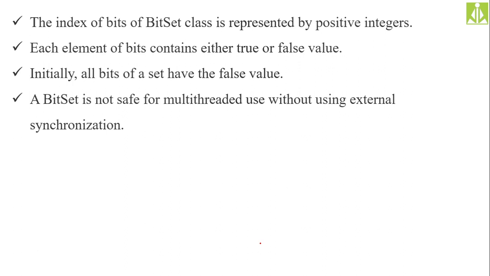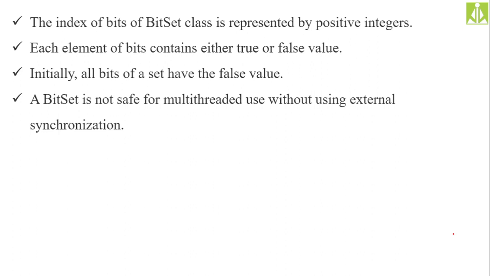So the index of bits of the BitSet class is represented by a positive integer. Always you have to take that, because whenever we are creating an object of BitSet, it can go only in the positive direction, like your array can go only in the positive direction. We don't have the scope of going back, I mean below 0 we can't go into negative values.